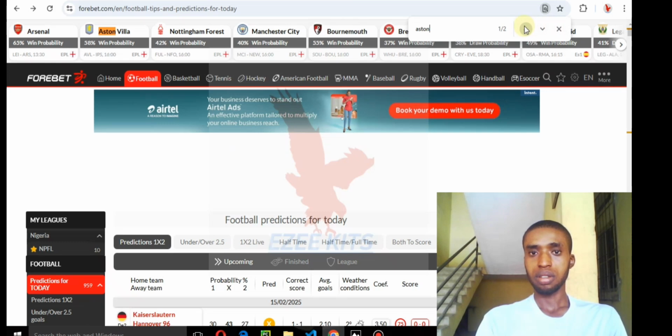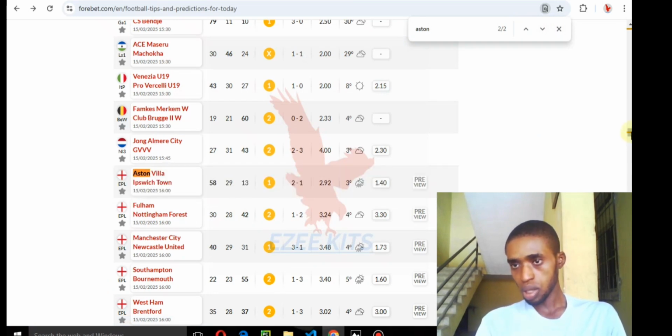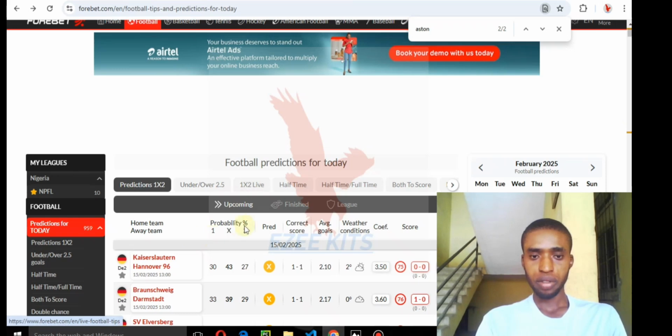Okay, let me go down. You can see this is the game here, and they estimated the probability of win. Let me go up so we can know what we are doing. This row is for the probability of winning. This one is for home to win, and this one is for away to win.